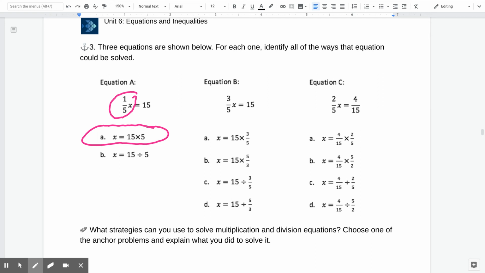To get to 1x in equation B, I'd need to multiply 3/5 x times 5/3. So that means I need to multiply 15 times 5/3. So B is a solution.